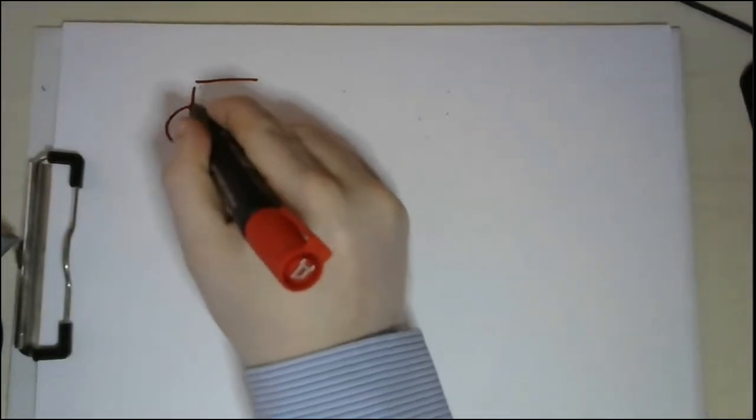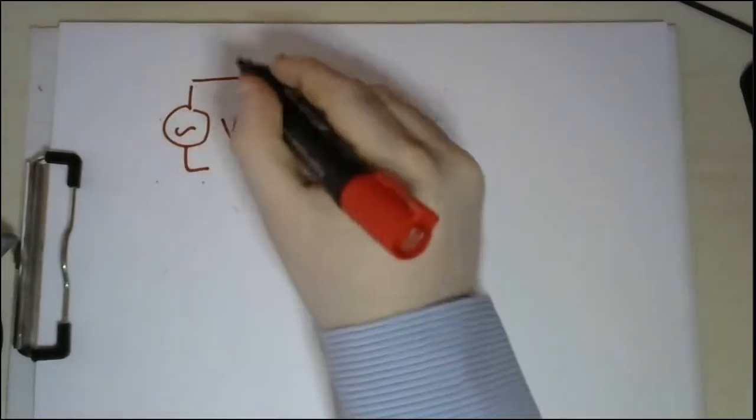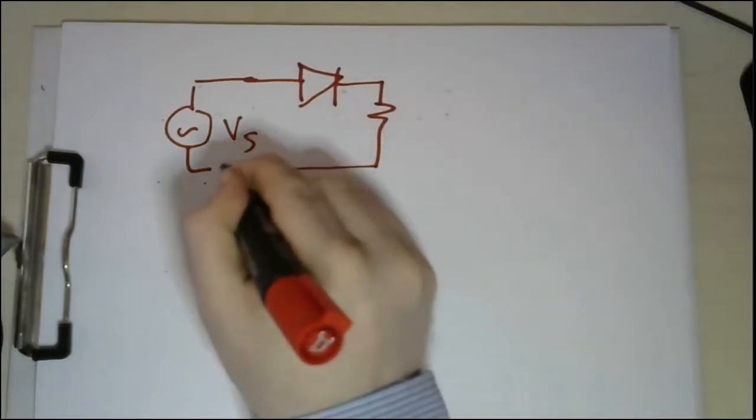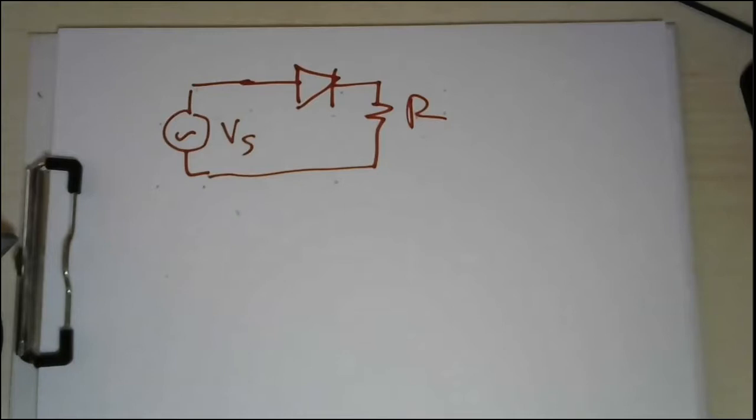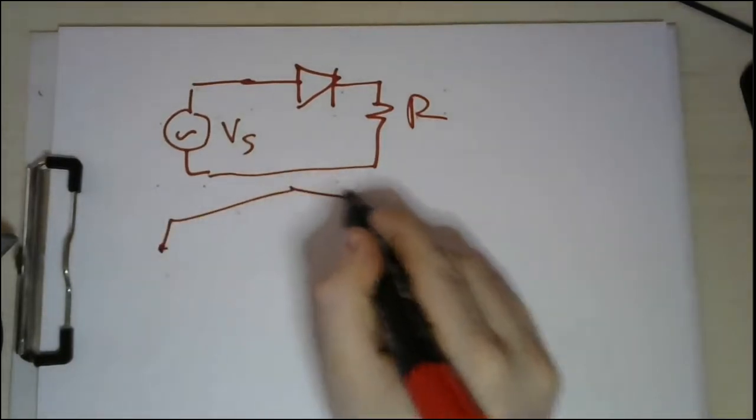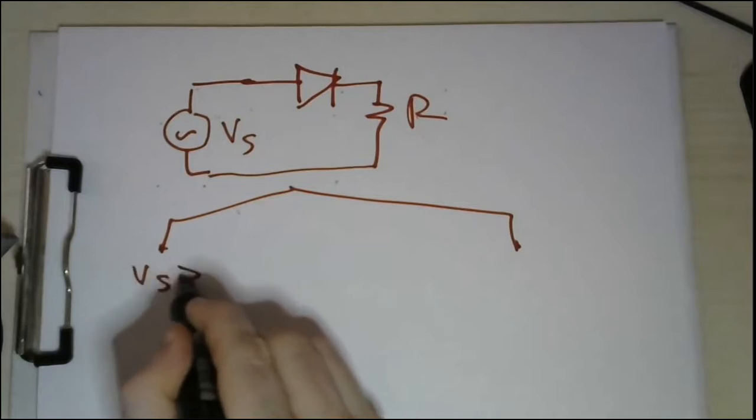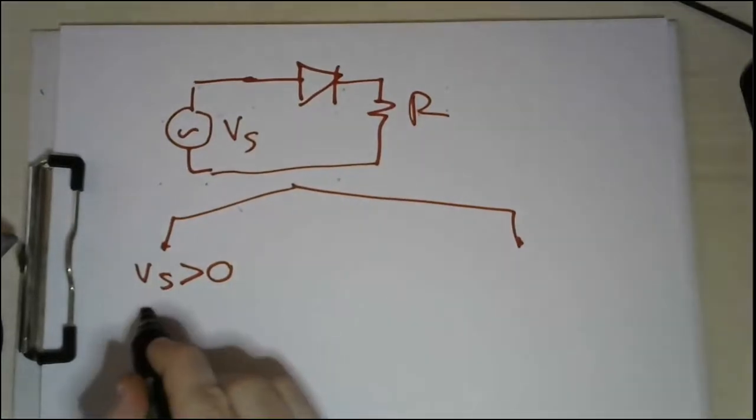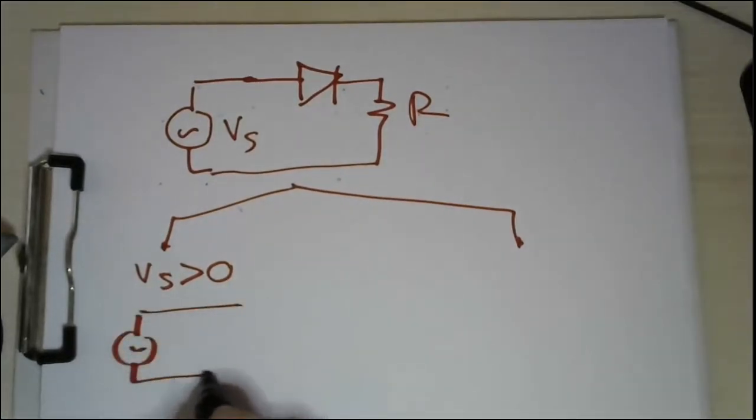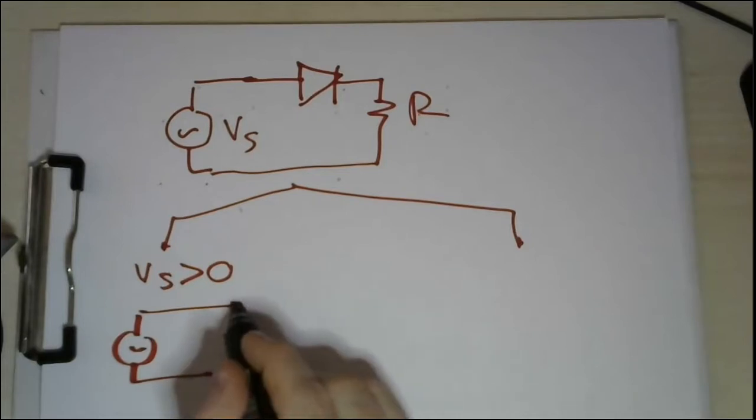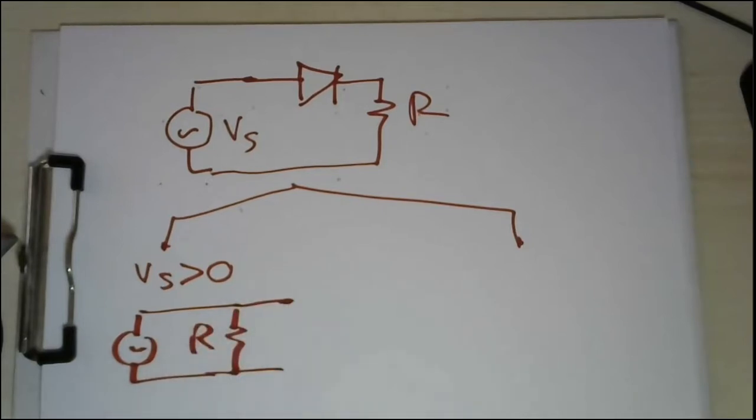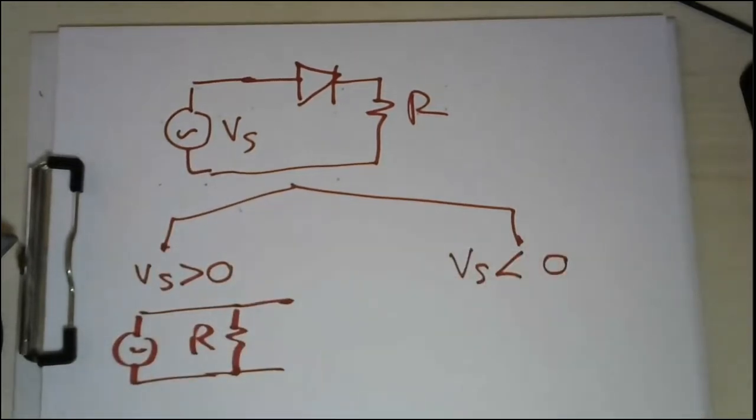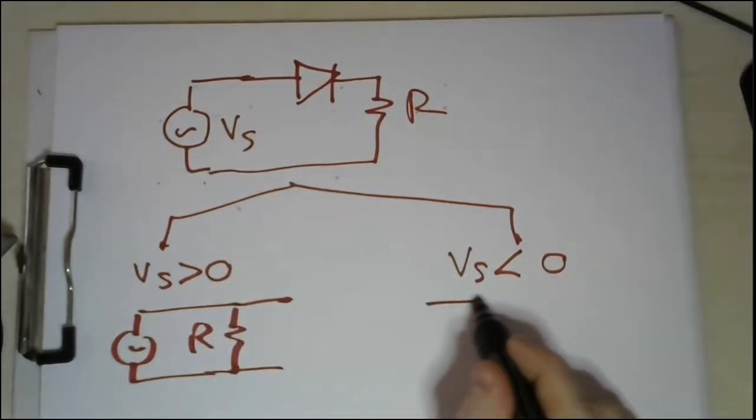this is your original circuit. We have here a diode and a resistance. And this circuit will be divided into two cases. When Vs is greater than 0, I mean it's positive, then you will replace this diode by a short circuit. When Vs is smaller than 0, I mean it's negative, then you will replace it by an open circuit.